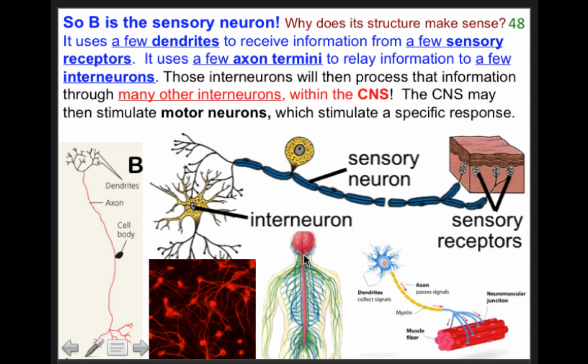So that can stimulate the specific response based on all the excitatory and inhibitory signals being sent to the motor neuron. That gives you the three kinds of neurons found in the nervous system and why they are structured the way they are. So again, if you have any questions, come see me next week.